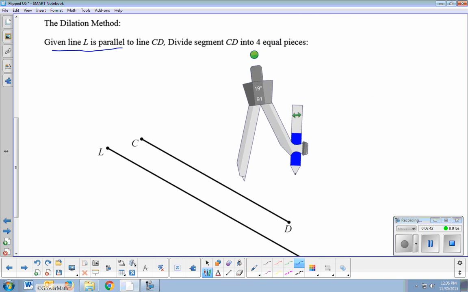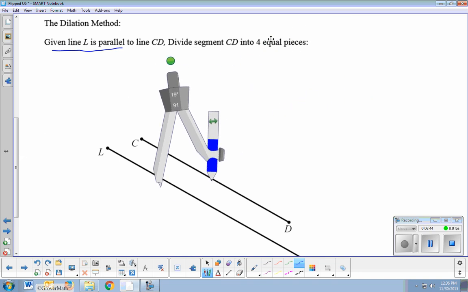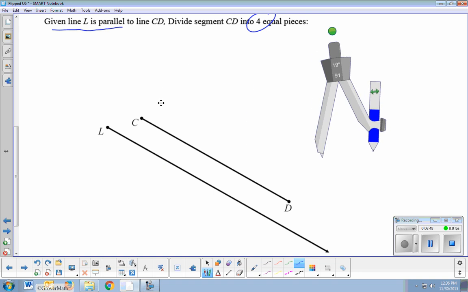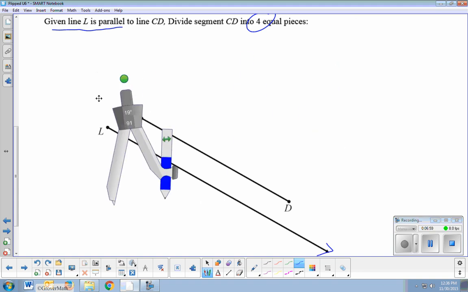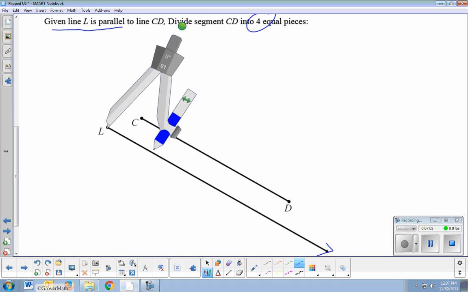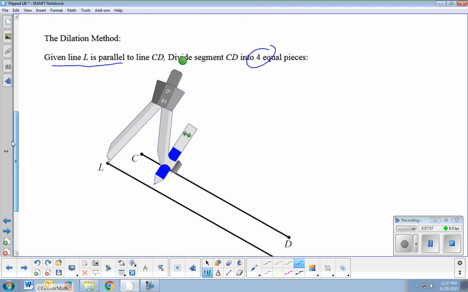So what we do for the dilation method is, all right, I want to do 4 pieces here. You got to know that. Now, the segment I'm trying to divide is CD. That's a line segment. Line L is not a line segment. That's why it has an arrow down here. I can make this, and I can extend this if I want. I make it as long as I need. But we are going to start by putting slashes on the line L, not the one we divide, the one we're using as the parallel line.